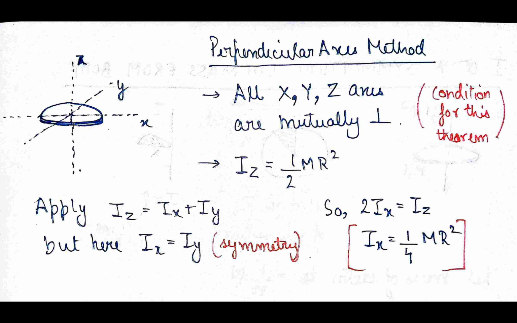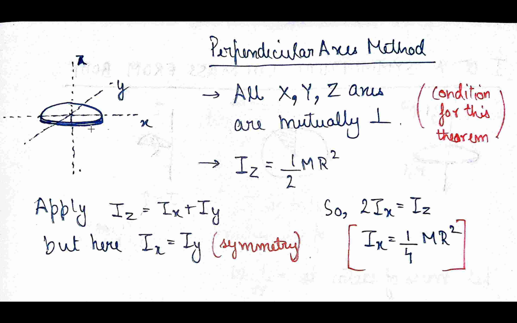Also you can see that Ix is equal to Iy, which is due to the symmetry, because the disk is symmetric. So whether you calculate from the y axis or x axis, it is the same, or any axis which is passing as a diameter to the disk is the same. So 2Ix is equal to Iz, and Ix is equal to 1 by 4 mr square. That is the moment of inertia of the disk about an axis passing through it as a diameter, or in the plane from the center, equal to 1 by 4 mr square.